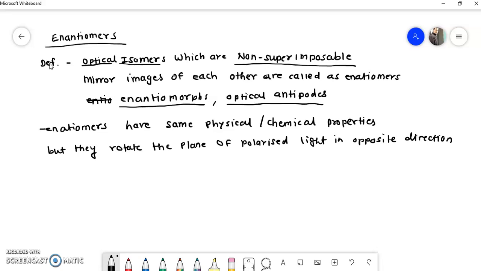Now I will take one example so that you will easily understand what enantiomers are. Say for example, this is a simple compound, lactic acid. I will draw the structure of lactic acid so that you will easily understand what is meant by it.